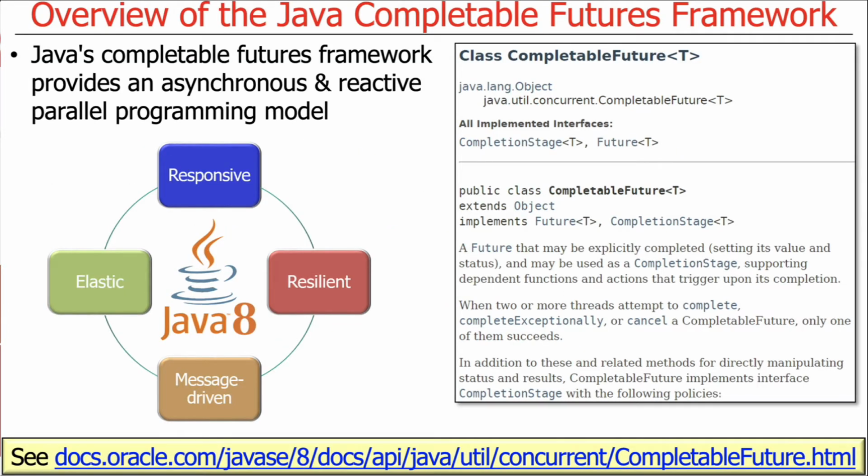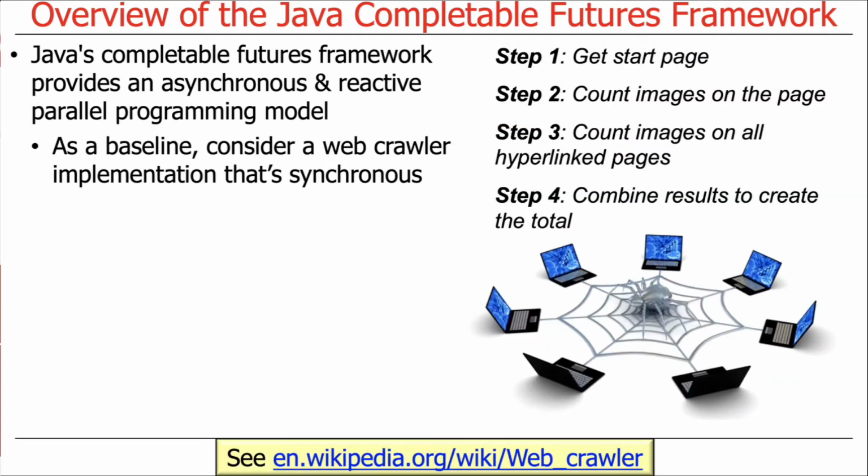The Java Completable Futures framework provides an asynchronous and reactive parallel programming model, which is quite a bit different from what we've been talking about heretofore, where we've been focusing almost exclusively on synchronous programming using Java streams and parallel streams. And you'll see that it also gives you ways of being able to achieve those different properties that are the cornerstone of reactive programming.